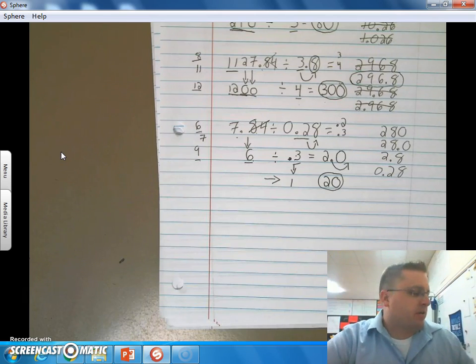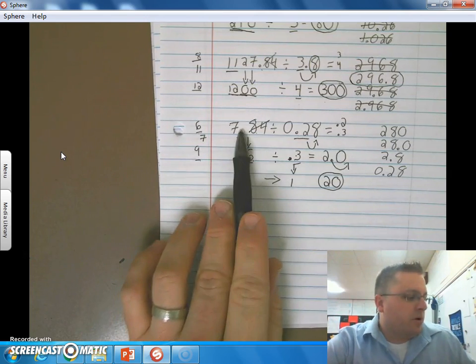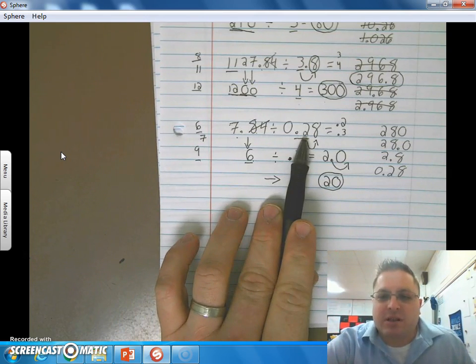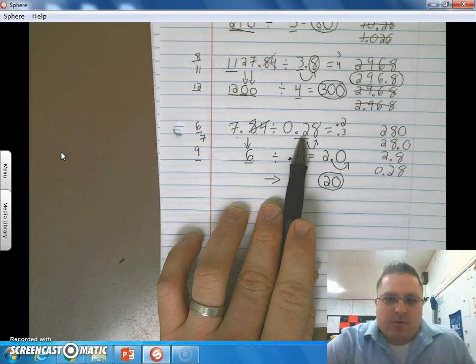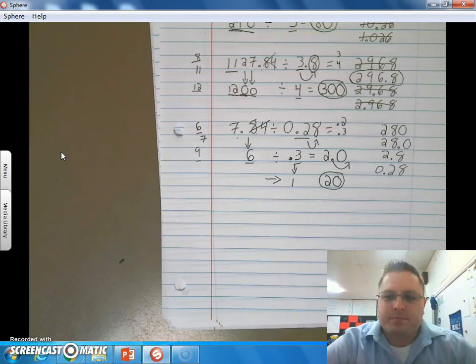And for a few people that are confused, because I only had 7, how can I end up with 20? Because we were dividing, our divisor was less than 1. When I'm dividing by less than 1, it's actually going to make my quotient bigger than my dividend.